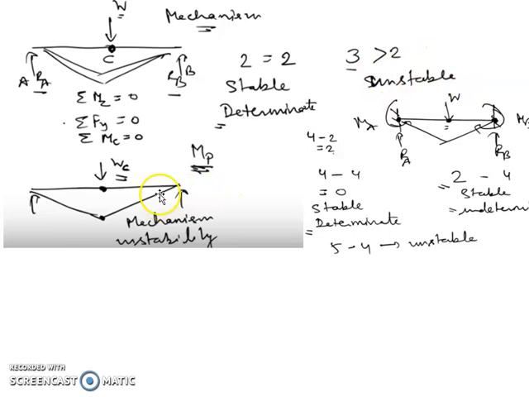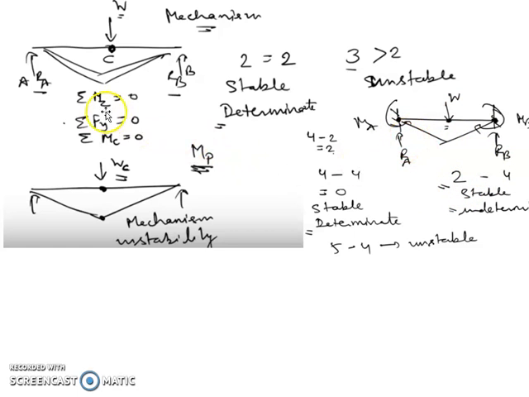Unstable means automatically the mechanism will be formed like this. So the hinge will be developed at the center. So the unstable structure is called the mechanism. Likewise, if we consider the fixed beam subjected to a point load at center, initially there are four unknowns and two equilibrium equations.